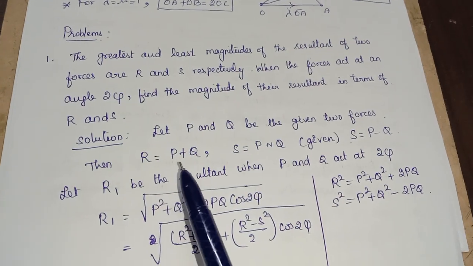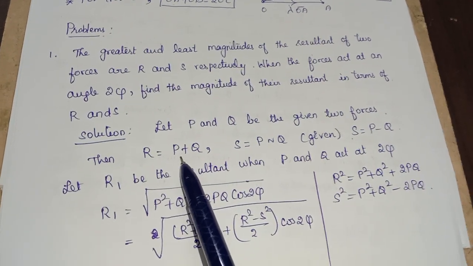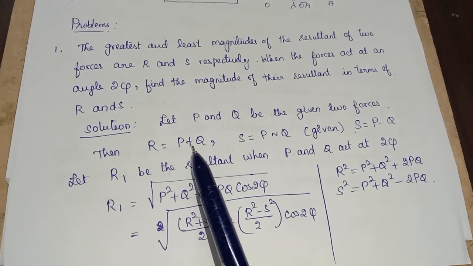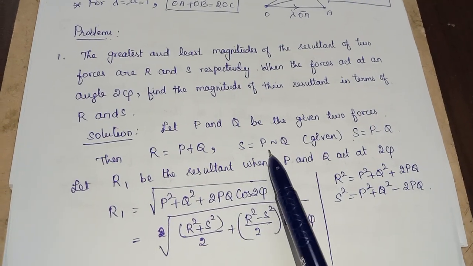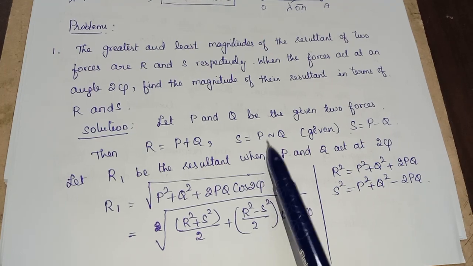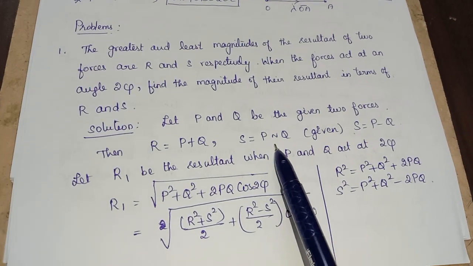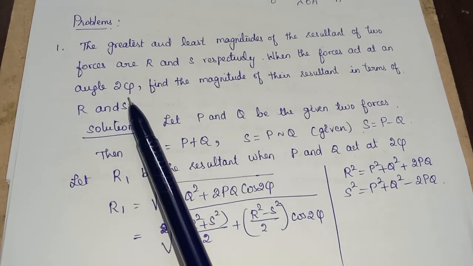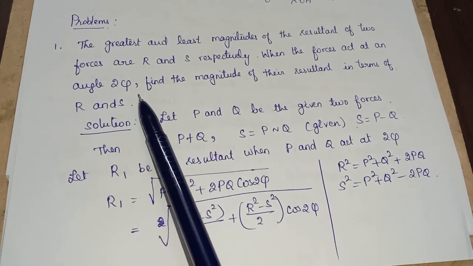One is when they are acting at the same angle, then only we get the maximum resultant, no? So this is when they act at angle 0. When they act at angle 180 degrees, at that time we get the minimum resultant, no? So P minus Q. Third case, they are acting at angle 2 phi. In this case, what is the resultant? That is what we have to find.